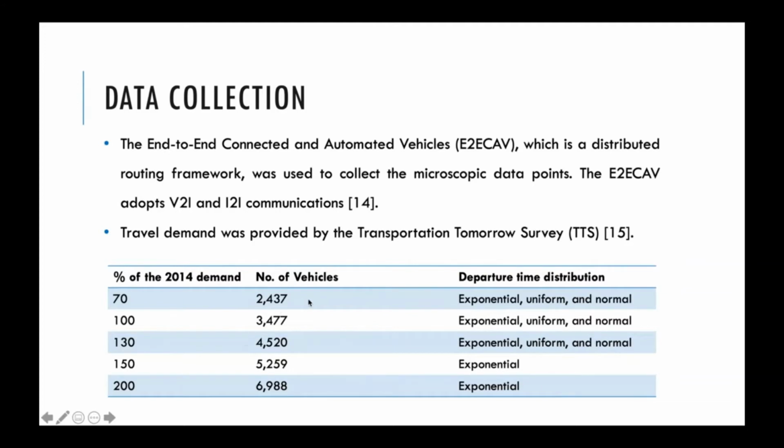There is something very important to share with you here. In order to have good results and to train the LSTM network or the other models, we had to generate different conditions in the network. This was assured by generating different demand levels. Based on the demand of 2014, we chose 70%, 110%, 130%, 150%, and 200% of that demand. You can see here the corresponding number of vehicles. And we used different departure time distributions.